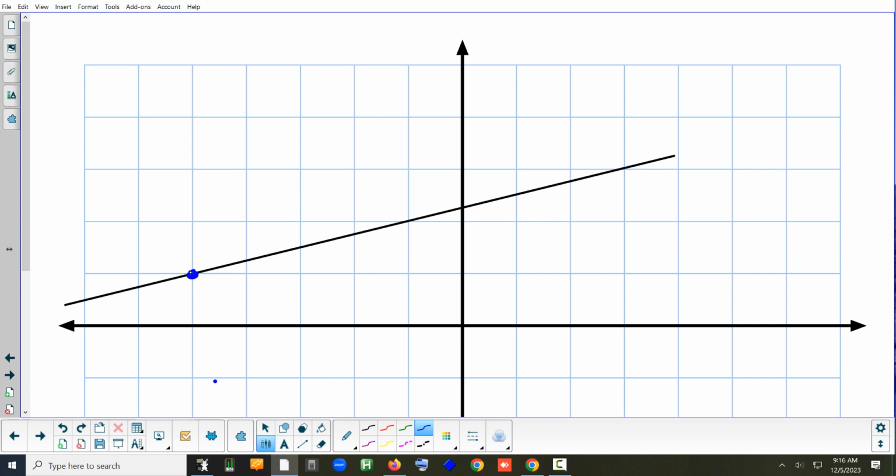Or you can go 3, and that would be 2. So 2, -1 and 2. Yep. Any 2 points will work. Here's another one we could have used as well.